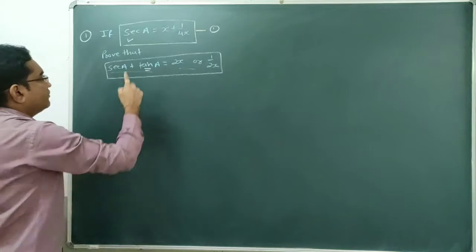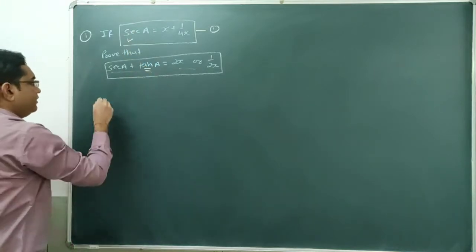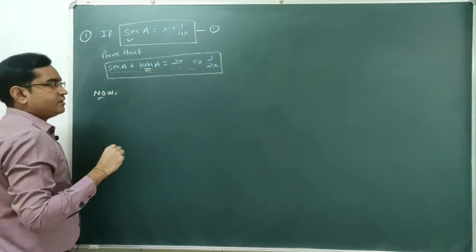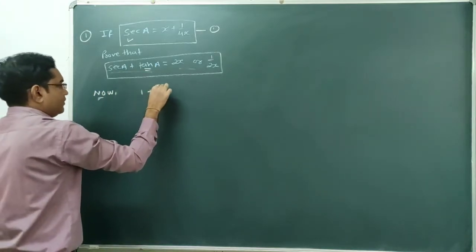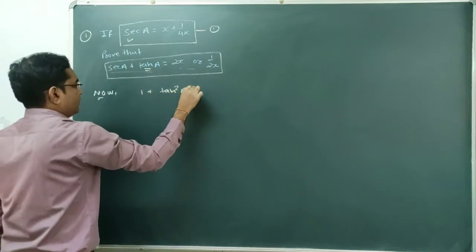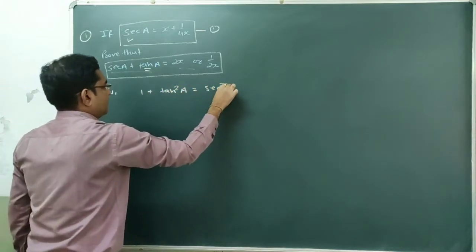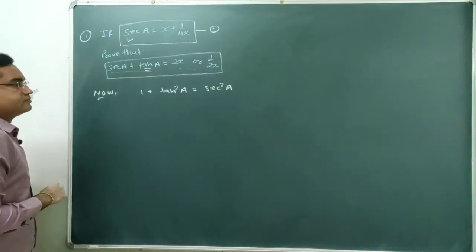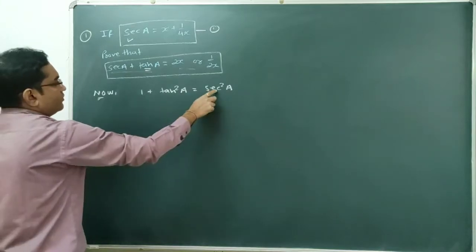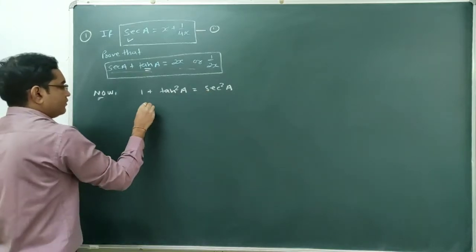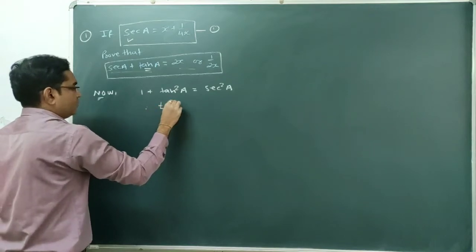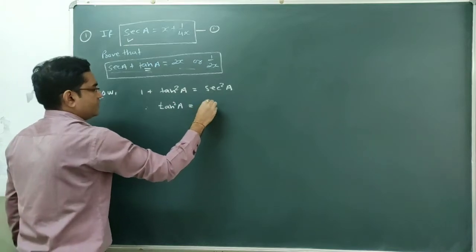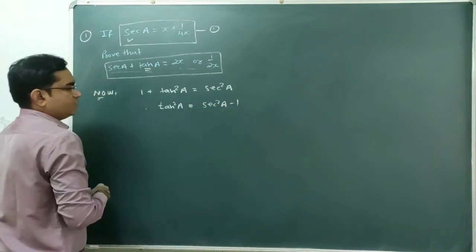So that comes from identity number 2. Let's start with this identity number 2. Our identity says that 1 plus tan square A equals sec square A. Here the value of sec square is given, so we have to find the value of this tan square A. So tan square A equals, taking this one on the right hand side, sec square A minus 1.